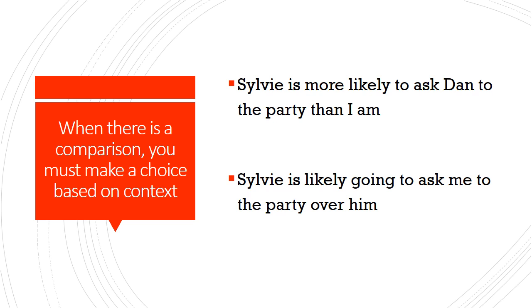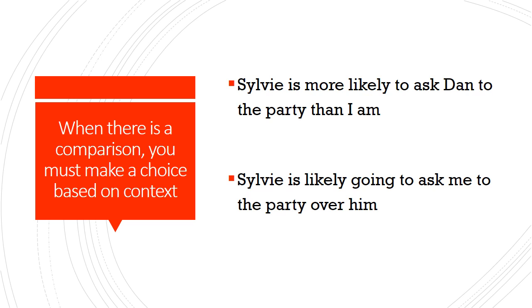Now we have two object pronouns in this second sentence, me and him. They both are followed by prepositions, and the sense of the sentence has completely changed. Whereas in the first sentence, Sylvie is more likely to ask Dan to the party than I am, we're relating to who is going to ask Dan to the party, or who is more likely to ask Dan to the party. In this case, though, it's who Sylvie is more likely to ask.